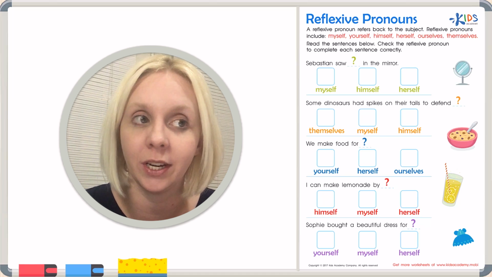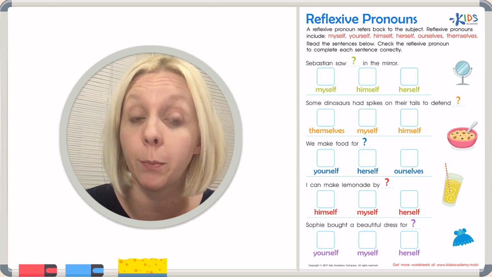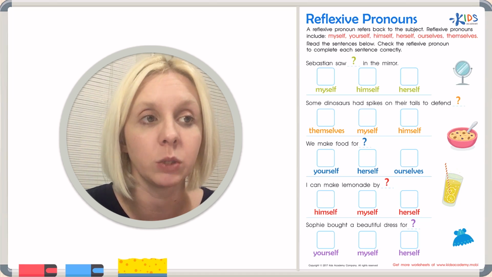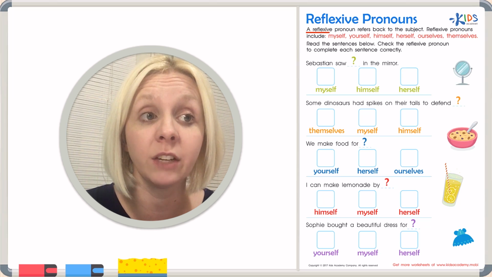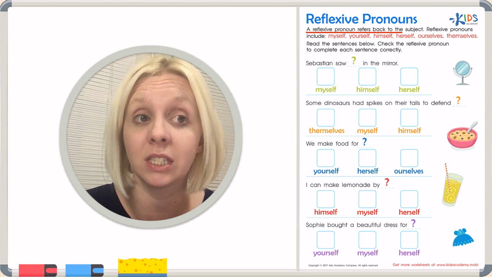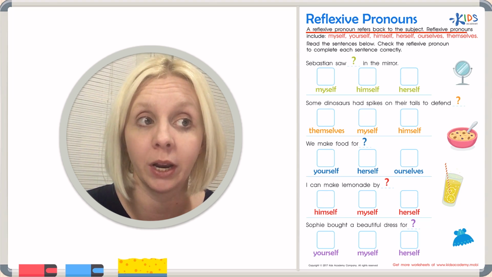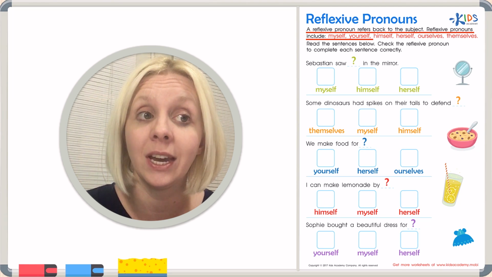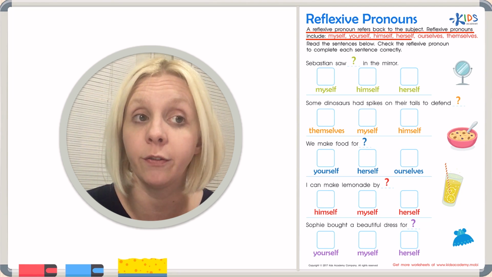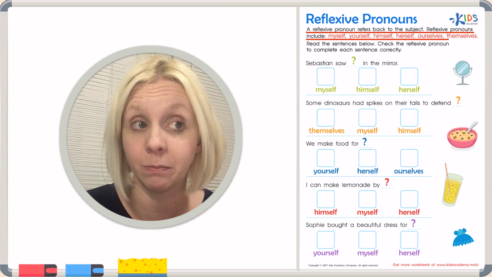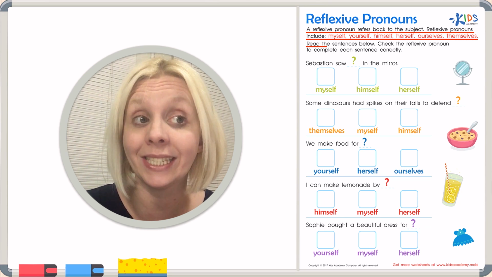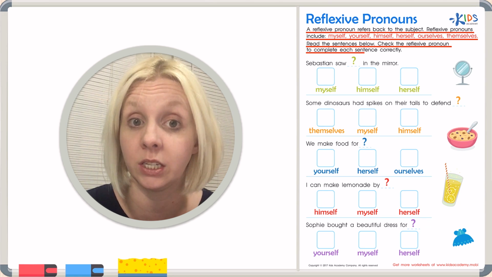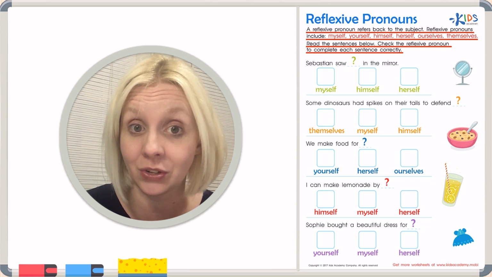The name of our worksheet is called Reflexive Pronouns, okay? So let's read the directions. A reflexive pronoun refers back to the subject. Reflexive pronouns include these words: myself, yourself, himself, herself, ourselves, themselves. Now it says read the sentences below and check the reflexive pronoun to complete each sentence correctly. So do you think you can help me do this?